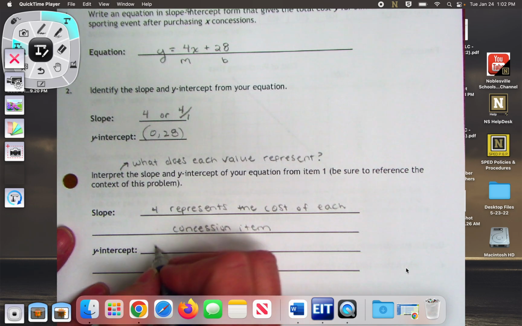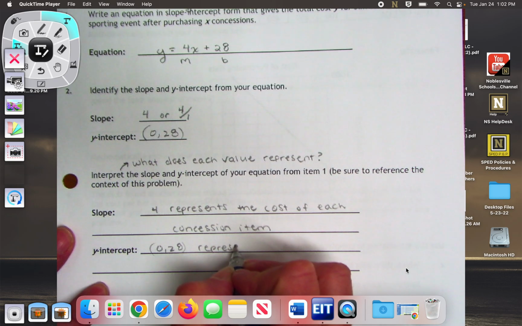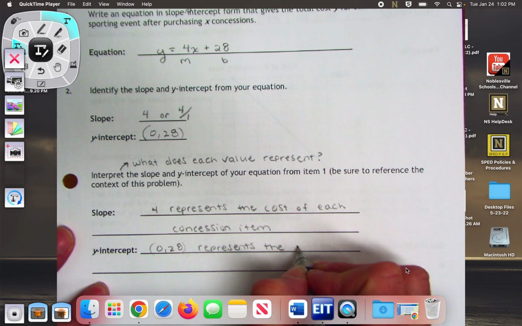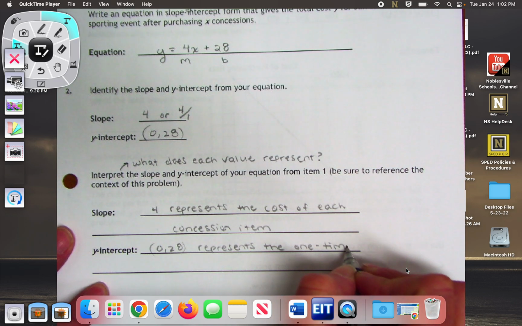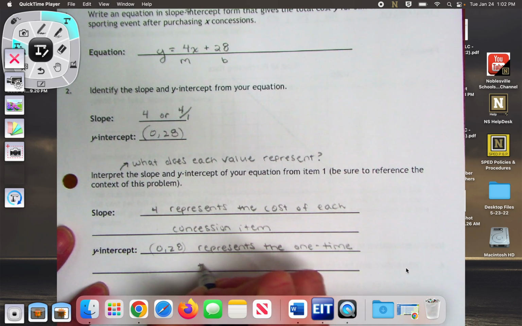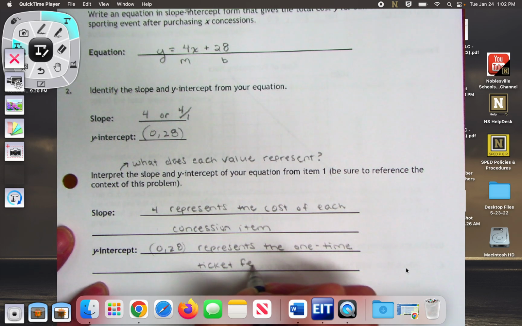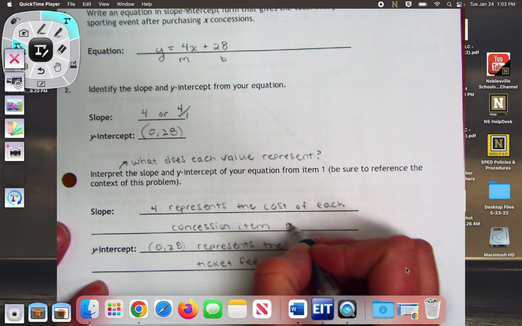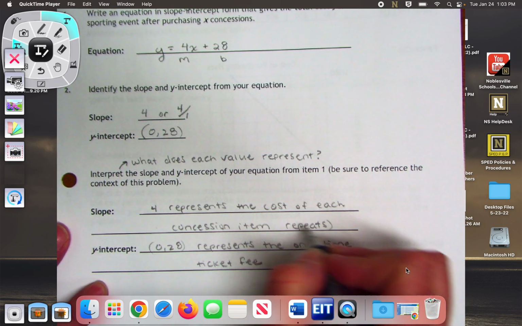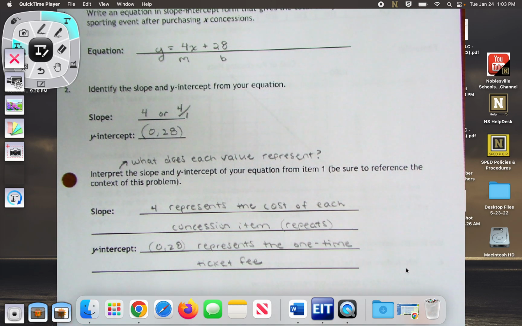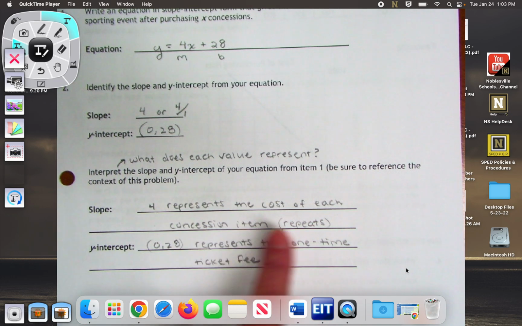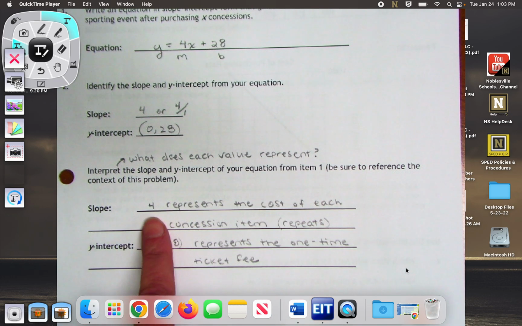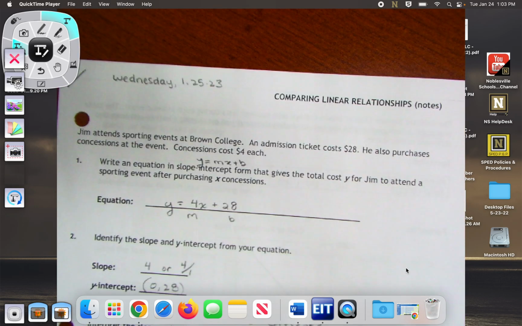The y-intercept represents the one-time ticket fee. Okay. Let's go ahead and put up here in a slope that this can be a repeating value. Right? Every time I buy something, I multiply times 4 again. Okay? So we have one time, which is the y-intercept. We have something that can repeat, and that's going to be my slope. Let's turn the page.